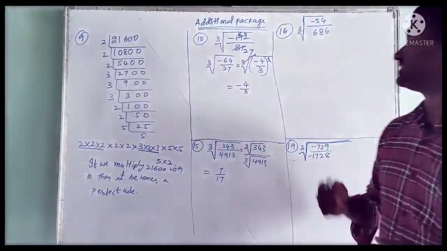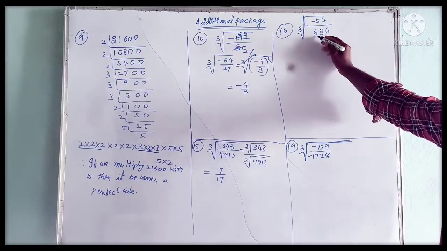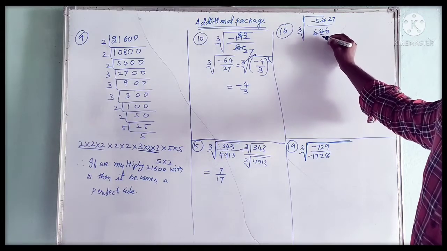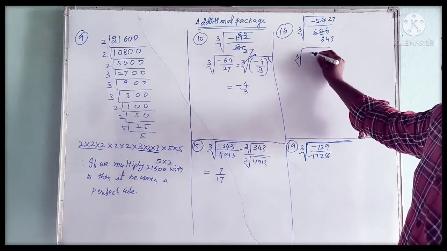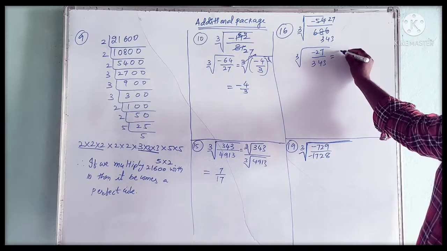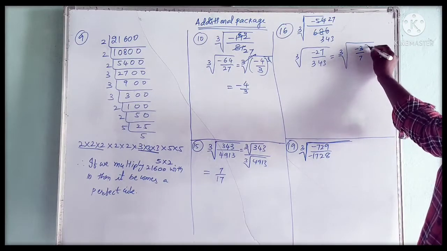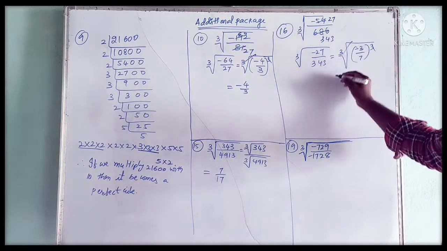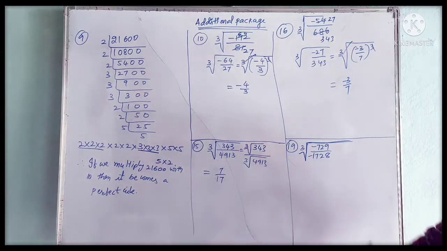Next, question number 16. So cube root of -54/686. Divide in the 2 table. 2 27s are 54, 2 343s are 686. So that number is cube root of -27/343, which we can write as cube root of (-3/7) whole cube. So the cube root cancels. The required number becomes -3/7.